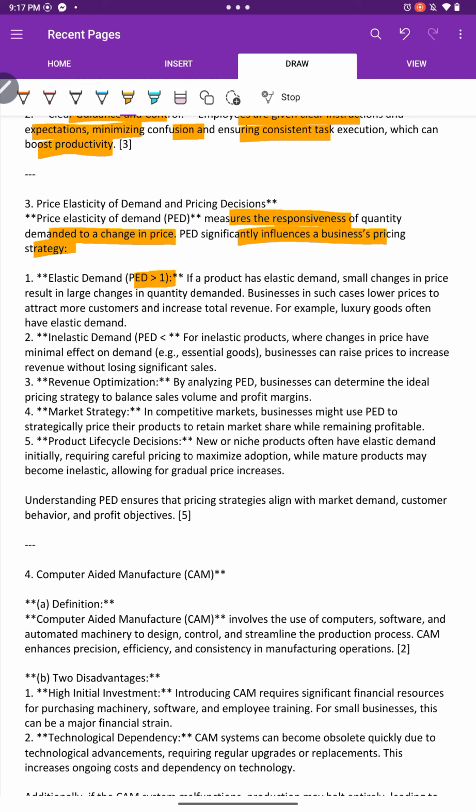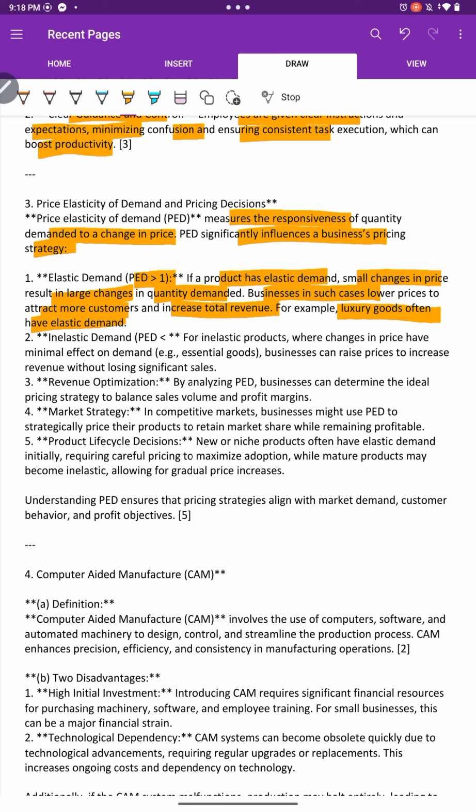If the PED is greater than 1, this is elastic demand. If a product has elastic demand, small changes in price result in large changes in quantity demanded. It means that if the price changes by a small percentage, upward or downward, the quantity demanded will change by a larger percentage. In such cases businesses lower prices to attract more customers and increase total revenue. For example, luxury goods often have elastic demand.